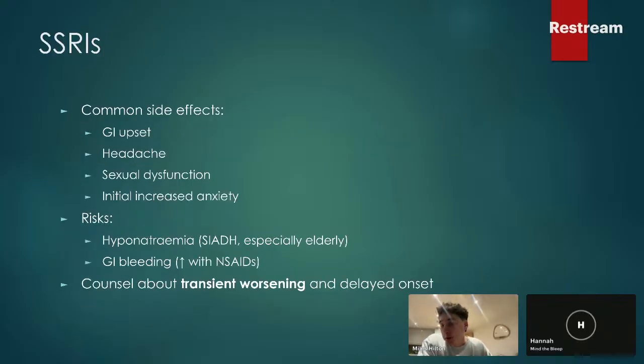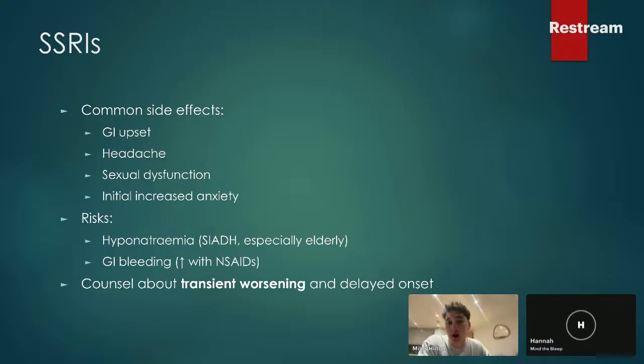So for SSRIs, which are the most common antidepressant prescribed, some common side effects are GI upset, headaches, sexual dysfunction, and also an initial increase in anxiety. So for the first couple of weeks, it is quite common for people starting an SSRI to notice an increase in anxiety. So it's always worthwhile mentioning that to the patients before they start.